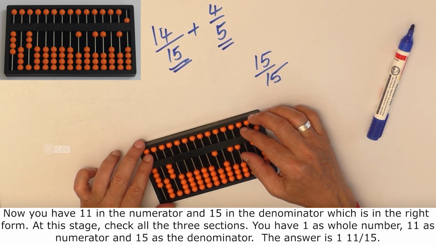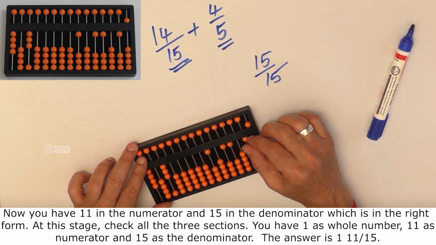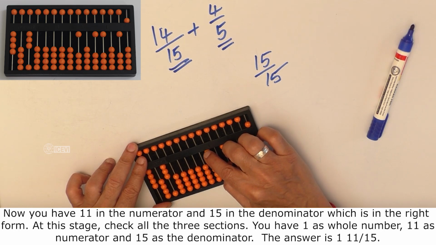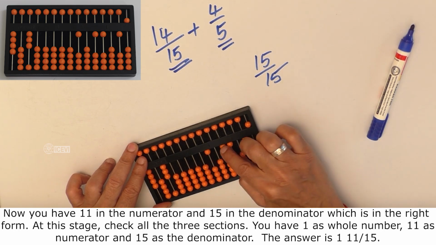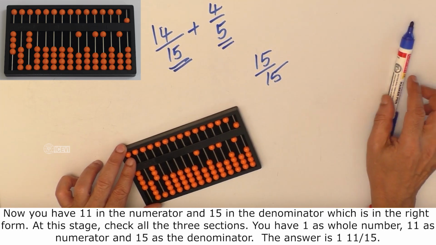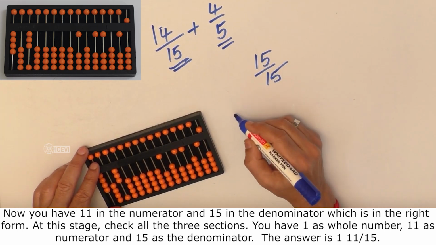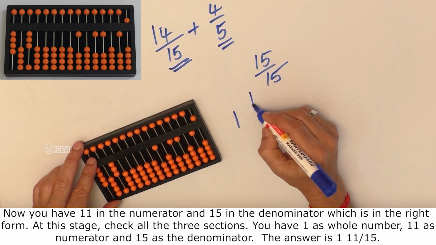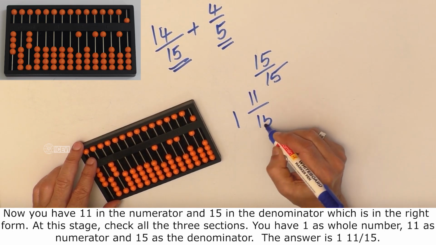At this stage, check all the three sections. You have 1 as the whole number, 11 as the numerator and 15 as the denominator. The answer is 1, 11 by 15.